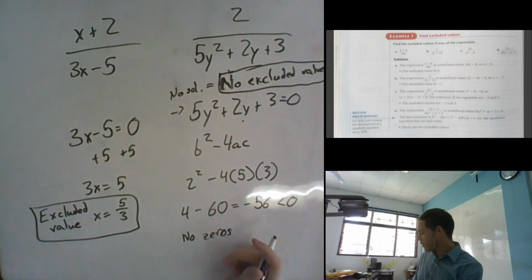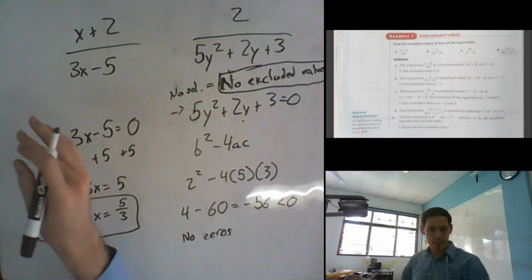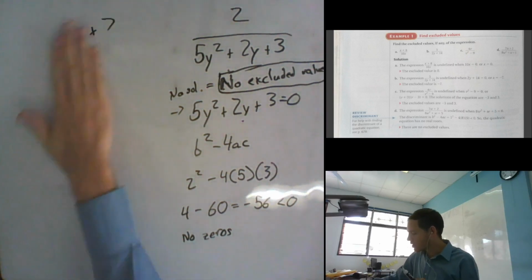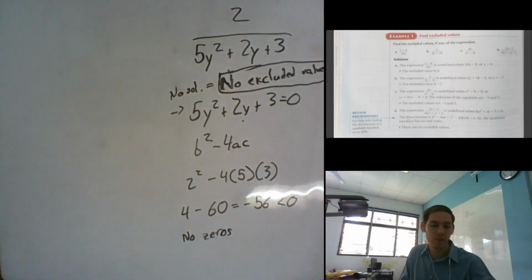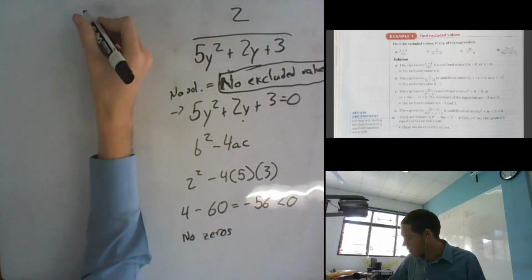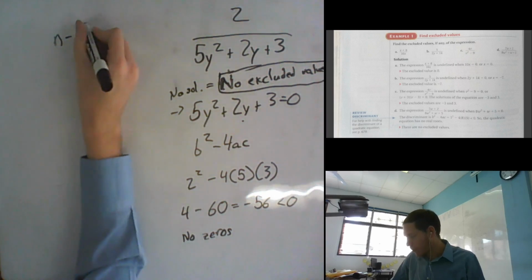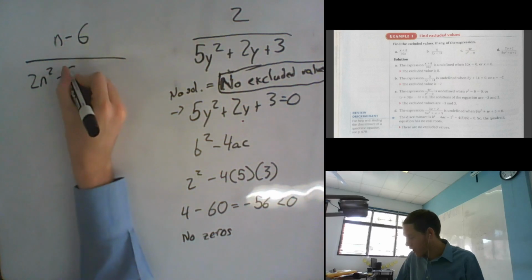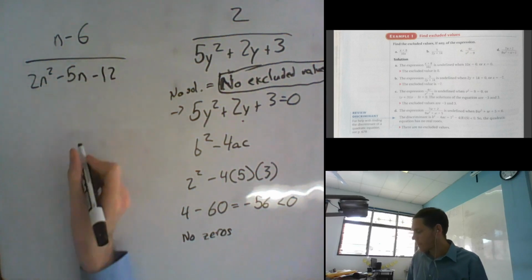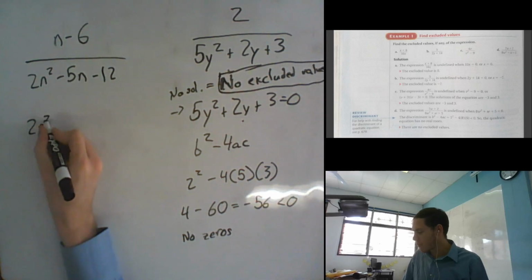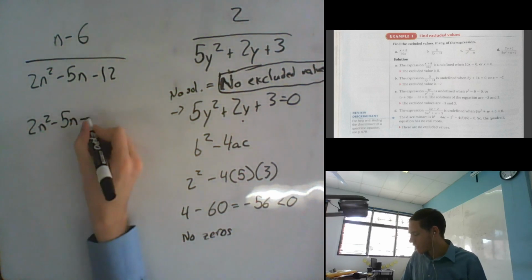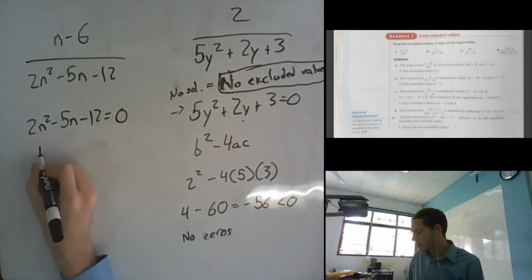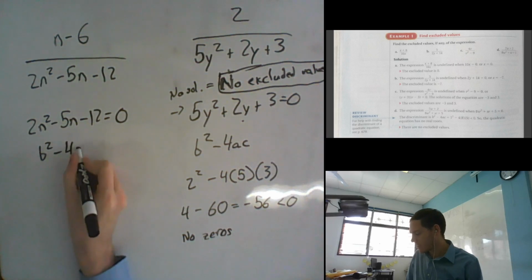So you can use the discriminant to check. Let's take another example. This first one we can just erase. We'll leave this up so we can refer back to it. Let's do this one: negative 6 over 2n squared minus 5n minus 12. Again, we set the bottom equal to 0. Now, we can use our discriminant to check. It's just a check.